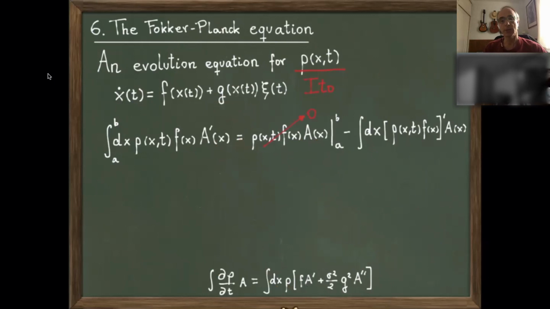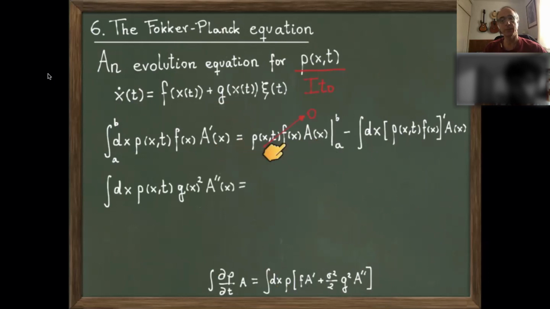Now let's go to the second term. The second term, we do the same. We will assume again that the boundary term is 0. This factor is 0 in the boundary. So now we have an integration by parts. So I have only the second term, minus the derivative of, in this case, rho g squared.